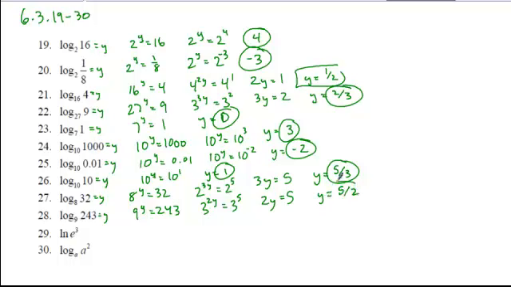For 29, it's your natural base, e. So here, if we think of our exponential form, we have base e to the power of y is equal to e cubed. Therefore, you see right away y is equal to 3. And finally, this last problem 30, base a to the power of y is equal to a squared. Therefore, you can see that y has to be 2.